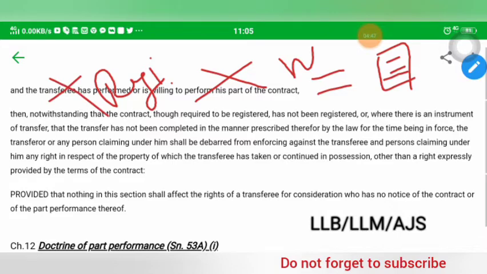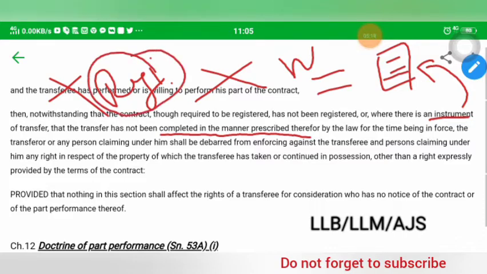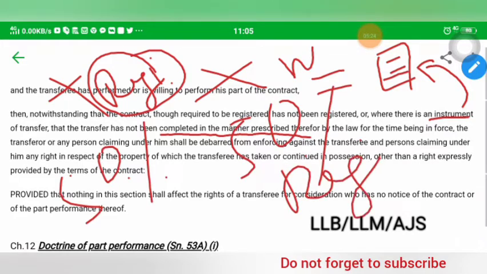So it has not been registered, or where there is an instrument of transfer, and I am referring to this contract as the instrument of transfer, that transfer has not been completed in the manner prescribed therefore by the law for the time being in force. But one thing is left here. There is one thing which is not yet done, that is not completed in the manner prescribed by the law. The transferee is willing to perform his part of the contract, but it is an incomplete kind of transfer. 50% has been completed, while 50% is left, and this 50% is the registration of the document.